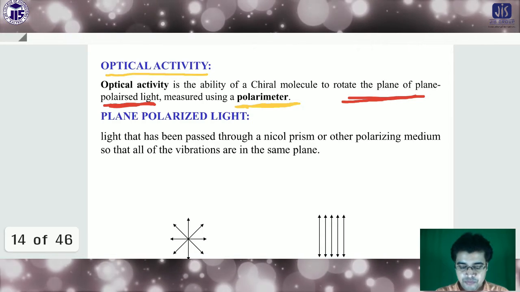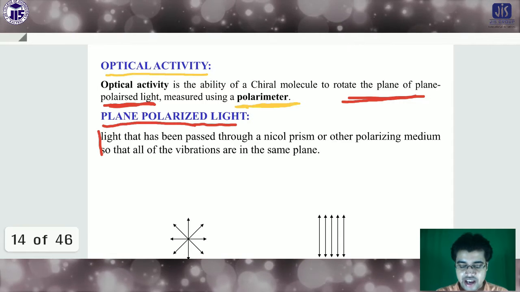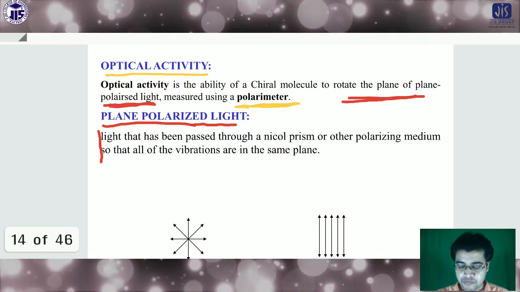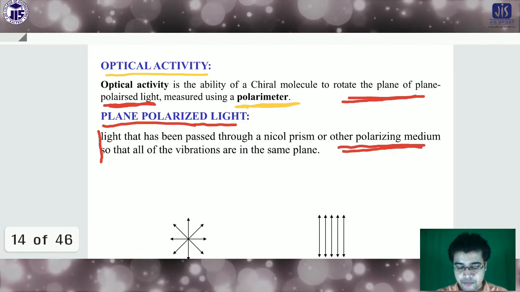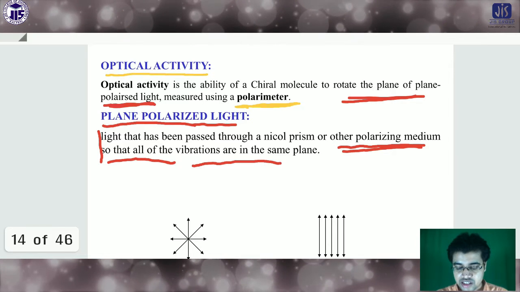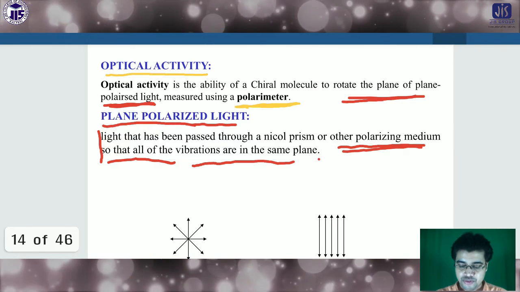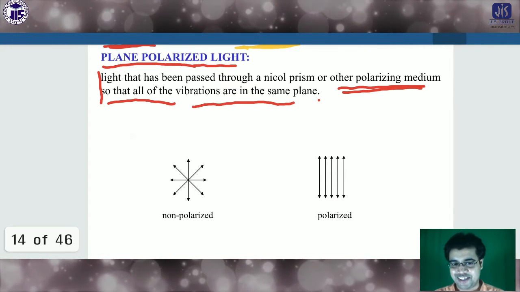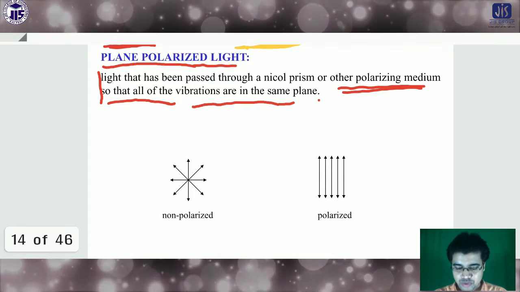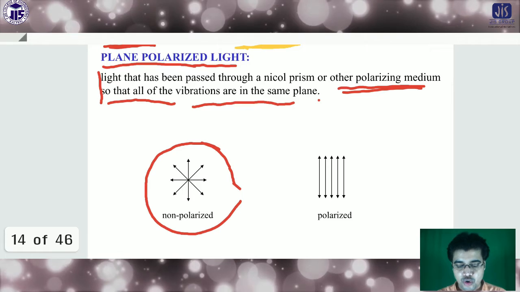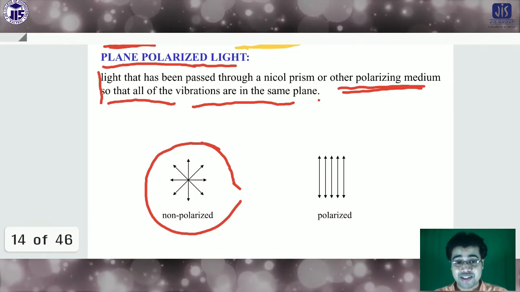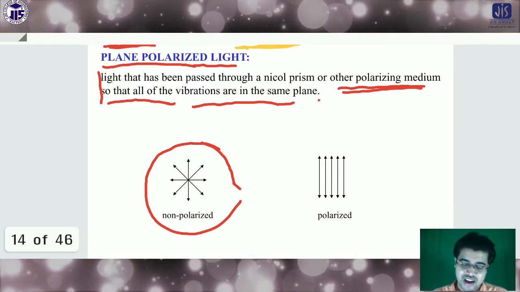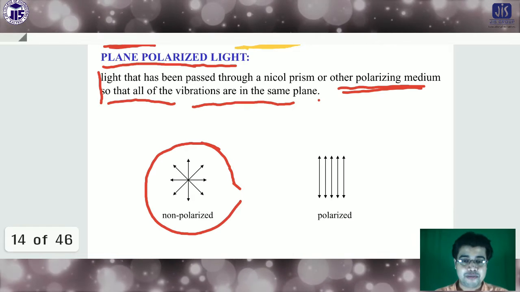Plane polarized light means light that has been passed through a nickel prism. If any continuous light is passed through a nickel prism or other polarizing medium, all the vibrations are in the same plane. If you look carefully at the picture, generally for any light there are so many vibrational planes. For non-polarized light, the vibrational planes are in different directions, and in each direction the vibrational planes exist.